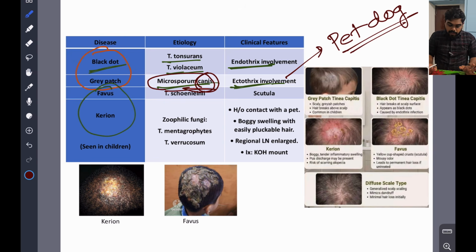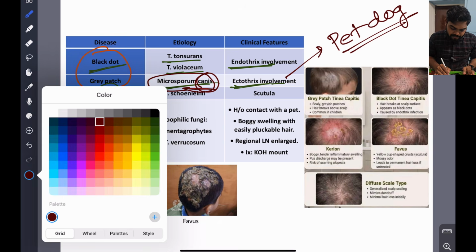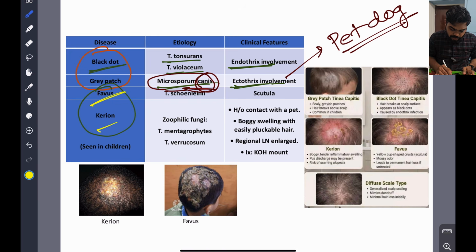Okay. Now same for favus and kerion. So favus, Trichophyton schoenleinii, is known for scutula. Scutulas are yellow colored. You can see that. Okay, I'll show you. So in favus, you can see something here. See here, yellowish cup-shaped crusts known as scutulas are there. You can see them here at the side.